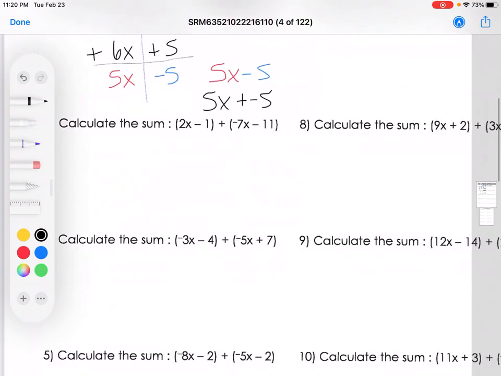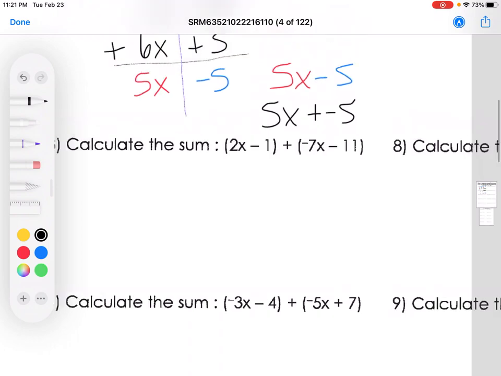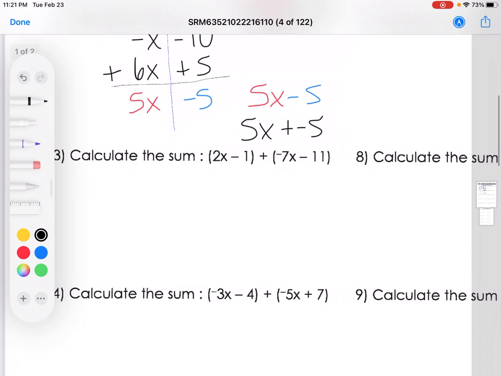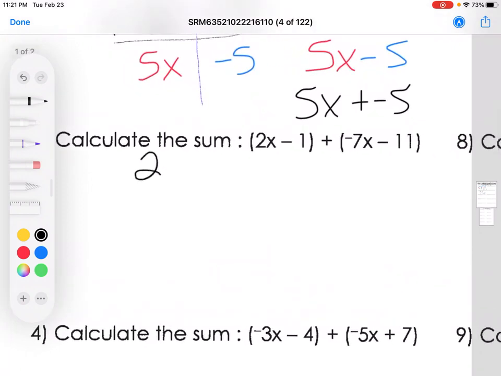So number 3, I have 2x minus 1 plus negative 7x minus 11. When I don't have numbers outside of my parentheses, I prefer to just line the terms up. And then if I have numbers outside of my parentheses that I need to distribute, then I prefer to use the method where I distribute and then combine like terms. And it's totally up to you which method you use, whichever you feel more comfortable with.